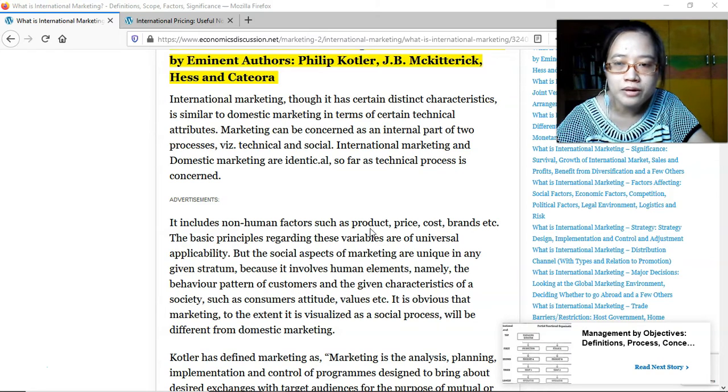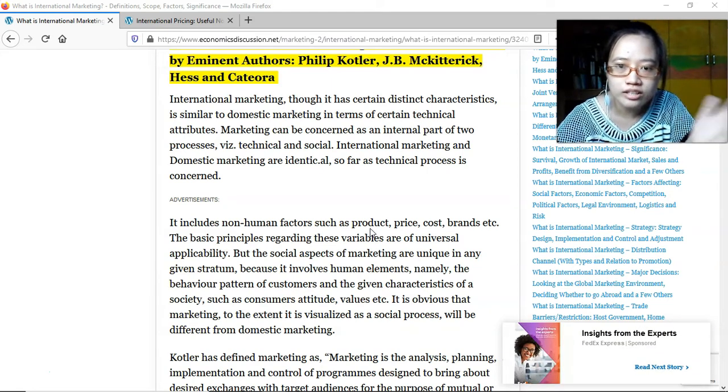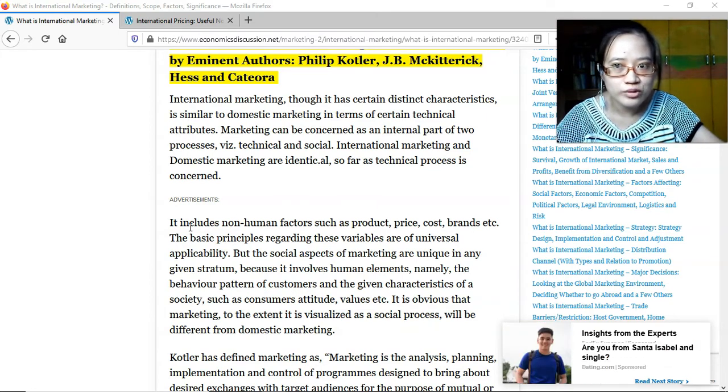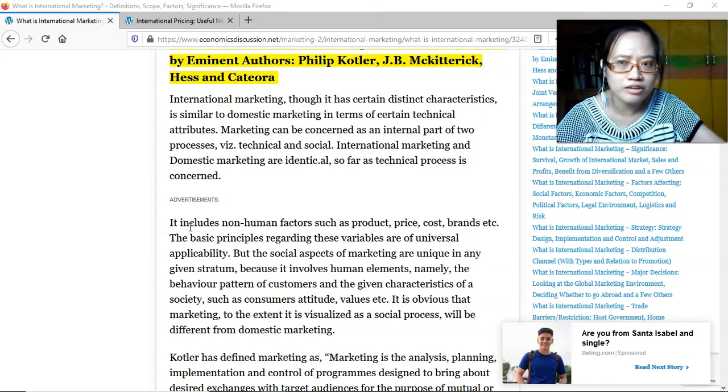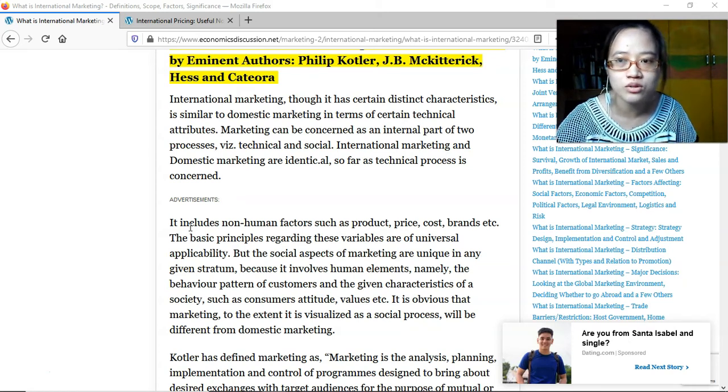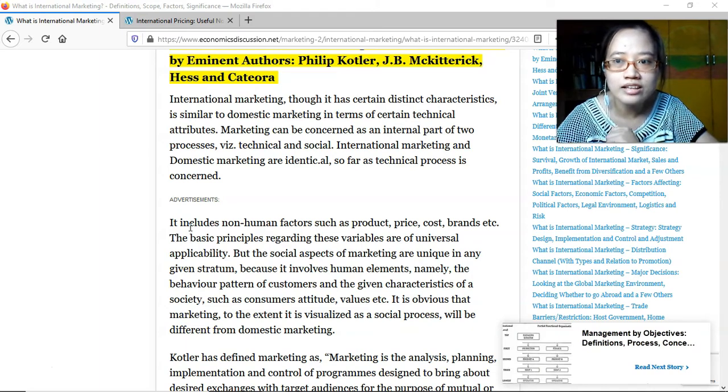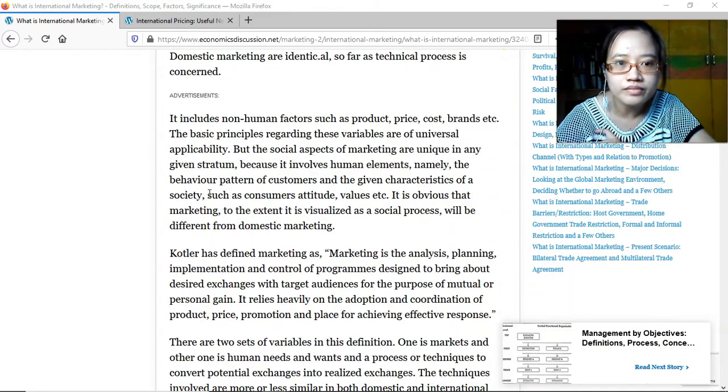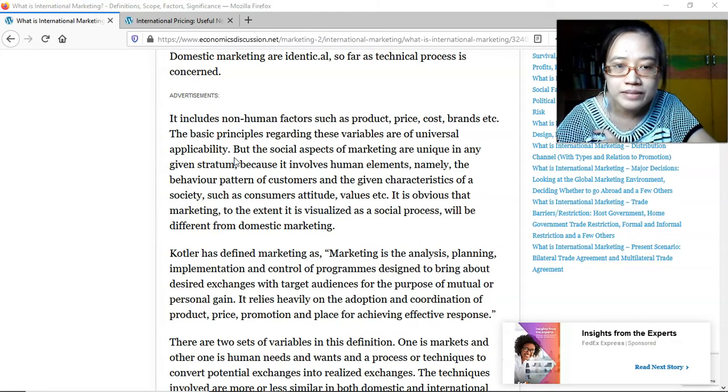Then you have your brands. If the company has a reputation already and there's some sort of premium because of the brand and the reputation, then that also needs to be considered. But it's possible that you are not well known in that country that you are planning to sell your products to, so you have to consider that as well. The basic principles regarding these variables are of universal applicability.